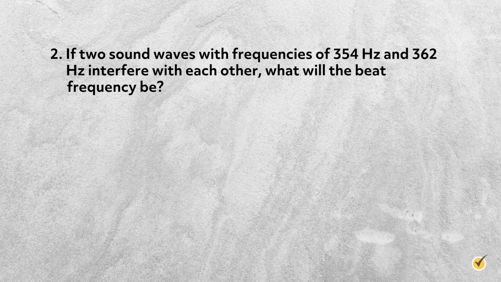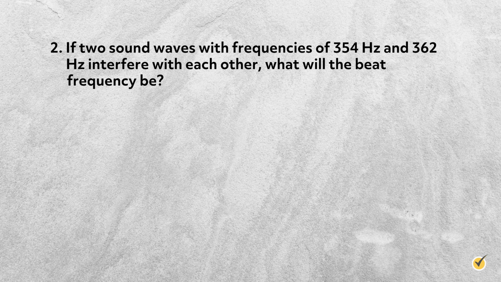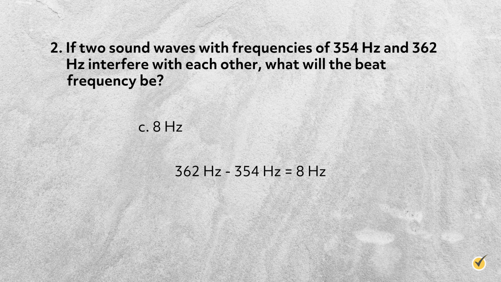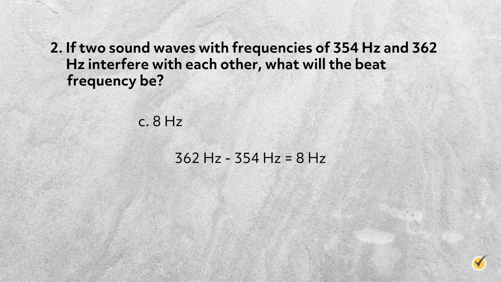Number 2. If two sound waves with frequencies of 354 Hz and 362 Hz interfere with each other, what will the beat frequency be? A. It will vary. B. 716 Hz. C. 8 Hz. Or D. 358 Hz. The correct answer is C. 362 Hz minus 354 Hz equals 8 Hz.